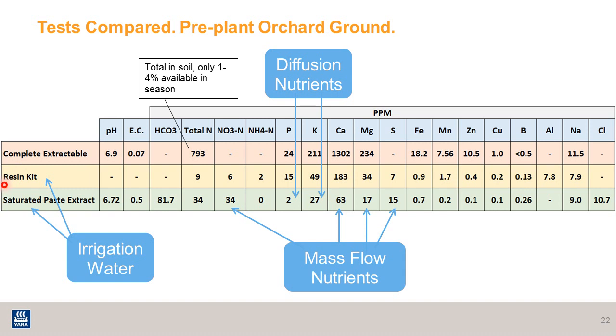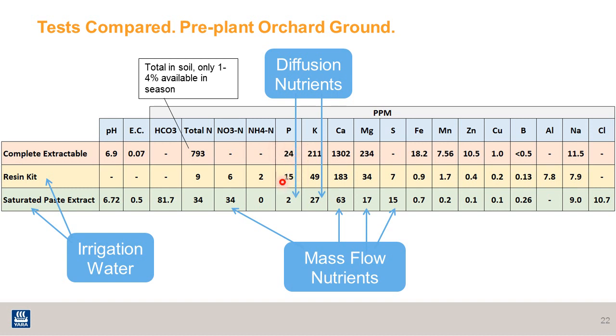Then, as you see, lastly, I'd like to talk about this Resin Kit test. One thing that jumps out is that the Resin Kit test will give you a number that is somewhere between the two numbers, between the complete extractable and the saturated paste. This is interesting. I'm still trying to learn and understand what these numbers mean, but you can see that it may be a useful tool to have because, for the solution, it's not showing me very much phosphorus in this saturated paste, and in the complete extractable, it gives me this number, but not all of it is available.